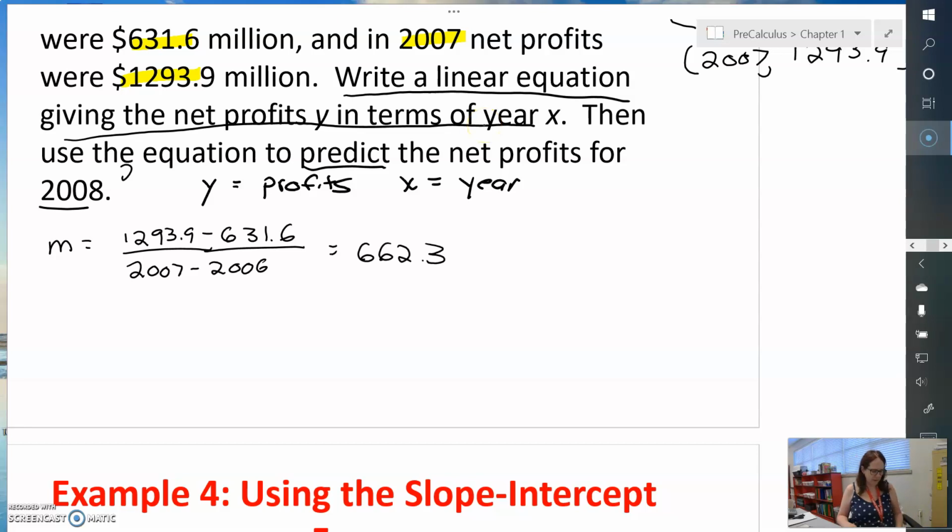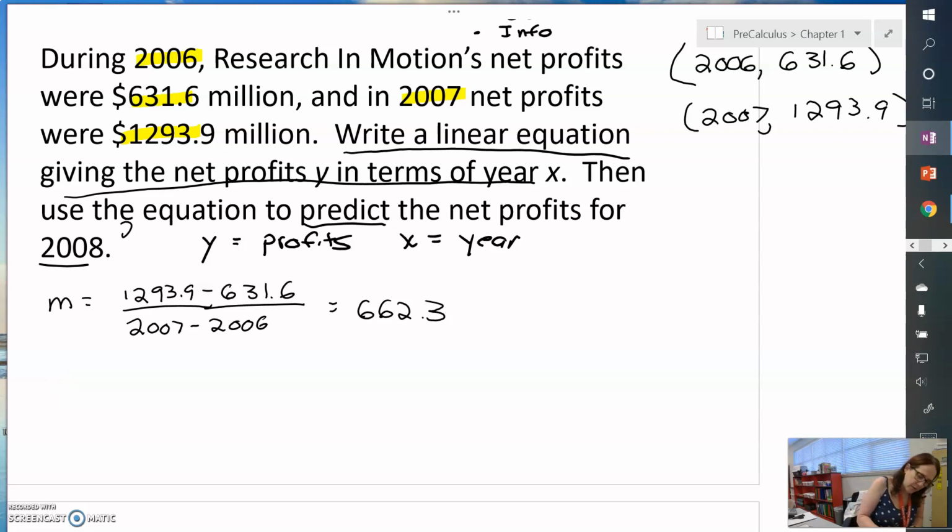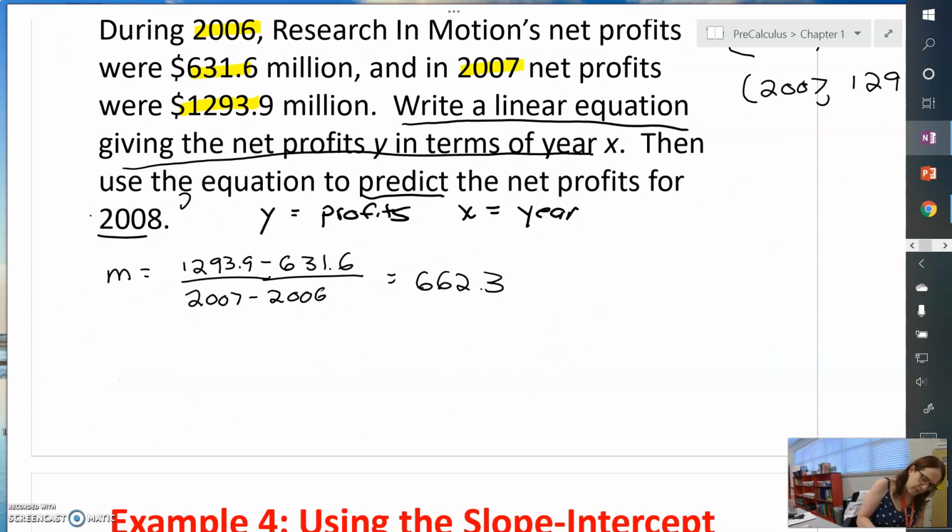I got 662.3. Now the next thing we're going to do is pick one of the points, and it doesn't matter which one. We're going to use that point to write our equation in point-slope form: y minus y1 equals m times x minus x1. I'm just going to use our first point, 2006 and 631.6.